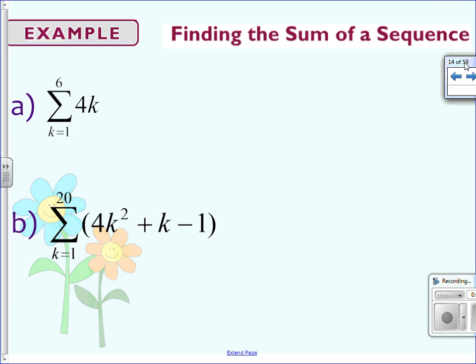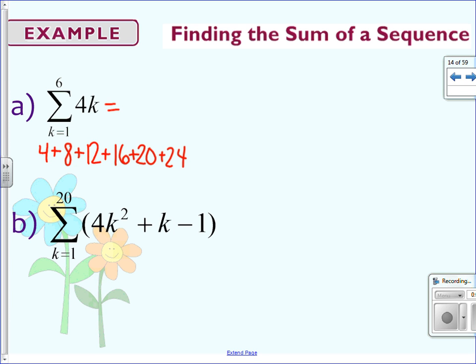So let's find the sum of a sequence. The first thing I can see is that I want to find the sum of all numbers for k equaling 1 through 6. So just to get at what they're actually asking me, for k equals 1, that's 4. K equals 2, that's 8. K equals 3, 12. K equals 4, K equals 5, K equals 6. So this is what they're asking me to do, add up all those numbers.